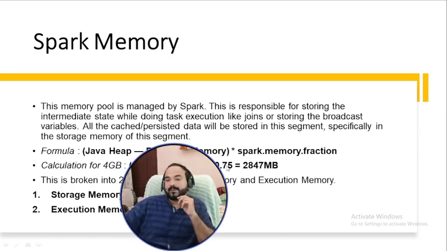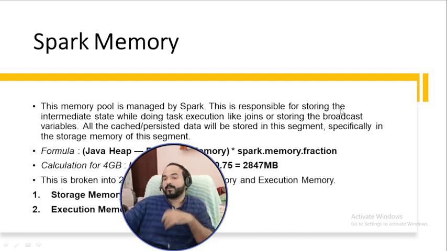So the rest, 75%, is left. You can subtract the reserve memory from the Java heap memory, and see what is left. You can take 75% of it, because 25% is for user memory, and the rest is 75%. This memory is now divided into two parts. This 2847 MB, which is left after giving memory to user and reserve memory, is divided 50-50% into storage memory and execution memory.